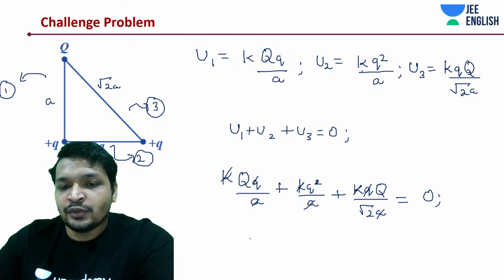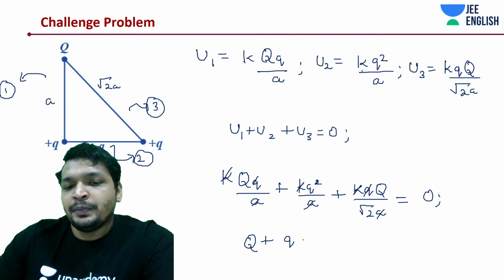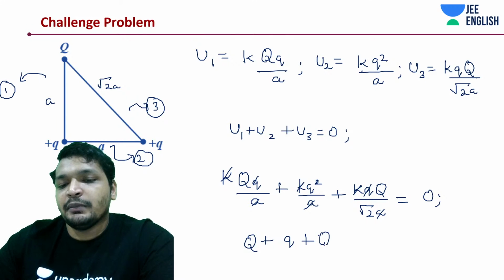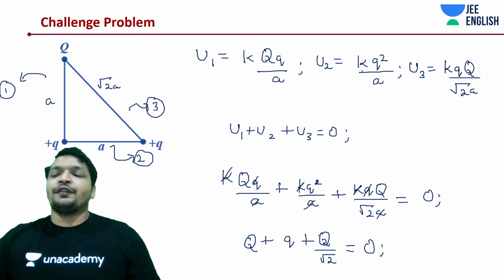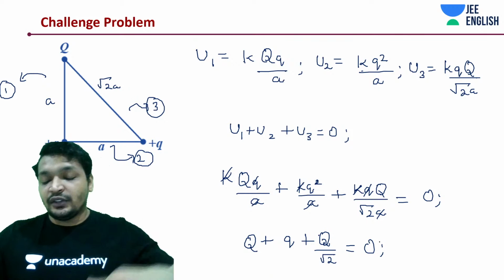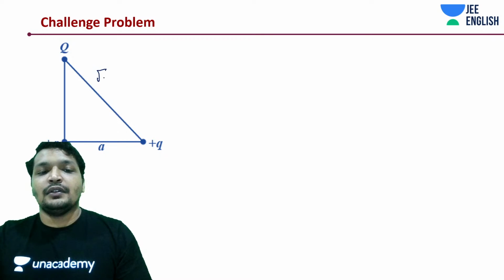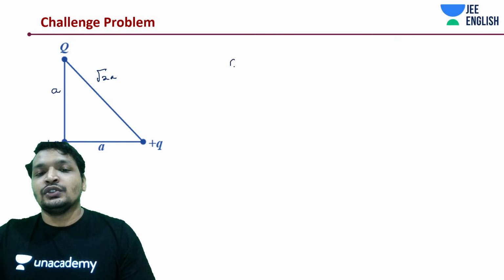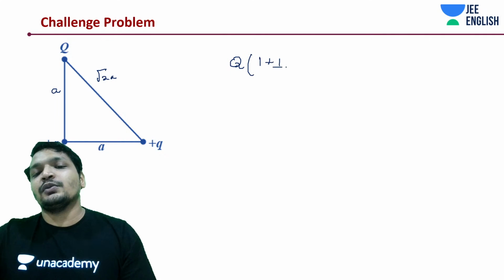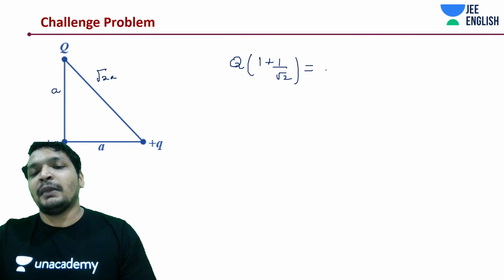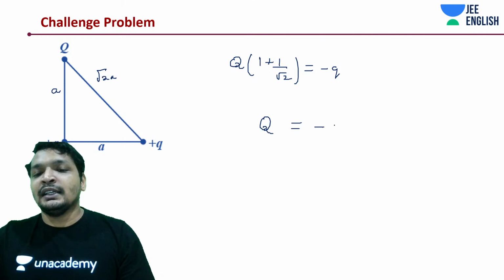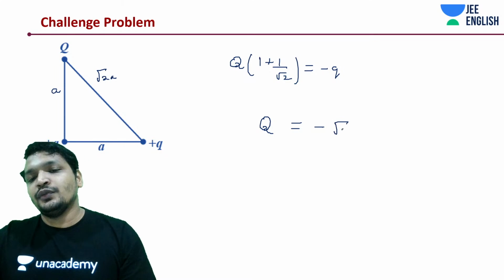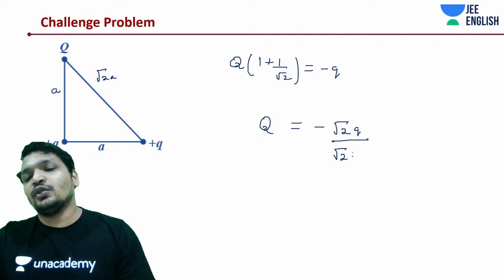Okay, so the final equation would look something like this: Q plus of Q plus of Q plus of Q divided by root 2 equal to 0. Of course now you understood that it should have been negative. Just take it on the other side. So we had the equation to be like this: Q plus 1 by under root 2 is equal to minus Q. Let's now simplify this. The value of Q is going to be minus of root 2 into Q divided by root 2 plus 1.